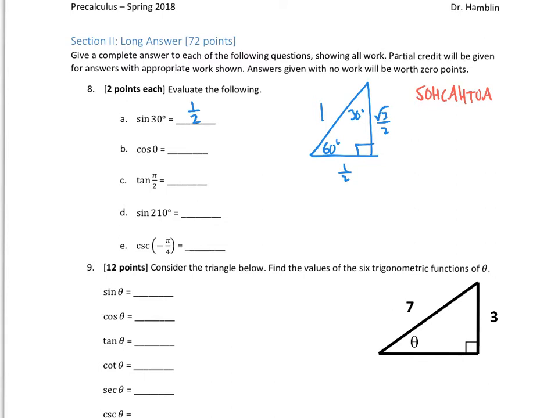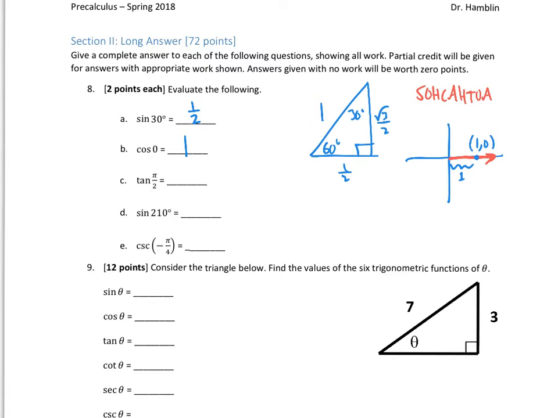Cosine of 0, again, a couple of different ways to think about this. One is to draw the angle 0 in standard position. That would have initial side and terminal side on the positive x-axis. Pick your favorite point on the terminal side. Maybe I'll pick the point 1, 0. And then the r value would be 1. Cosine is a over r, which is 1 over 1, which in this case is 1. Or again, you might just have that value memorized.